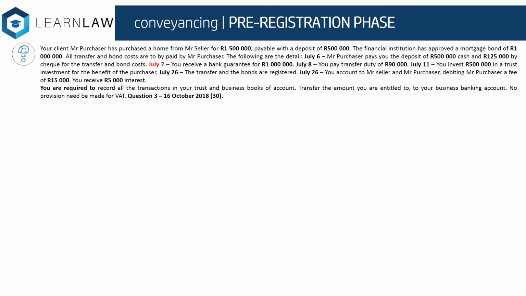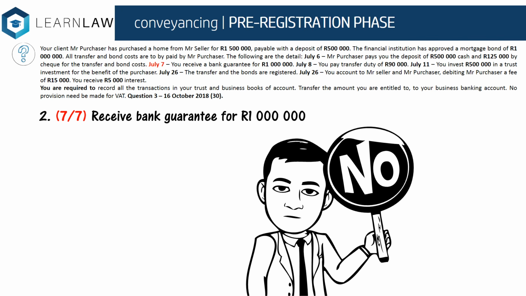On 7 July, you received a bank guarantee for the amount of 1 million rand. Stop! This is not a transaction. Many candidates record this transaction as a cash receipt into the trust bank account. A bank guarantee merely confirms that a loan has been granted but does not constitute a financial or negotiable instrument. Don't fall into the trap.